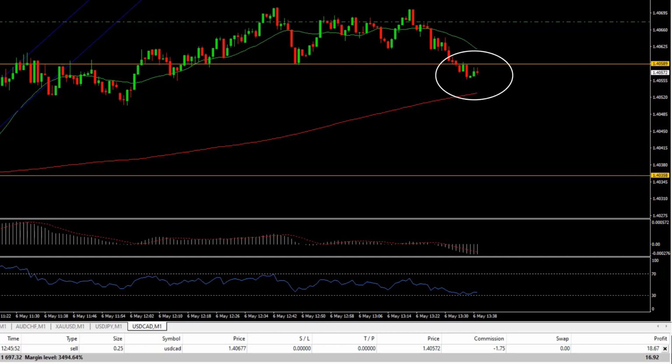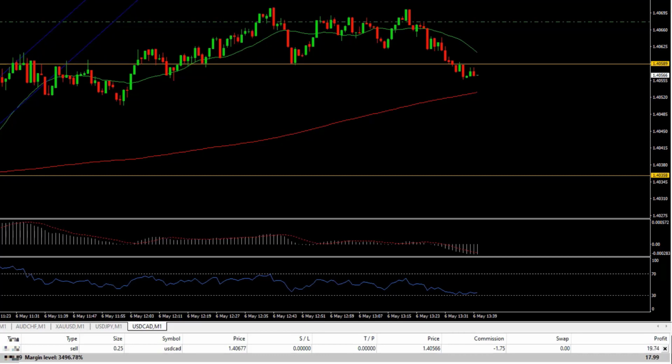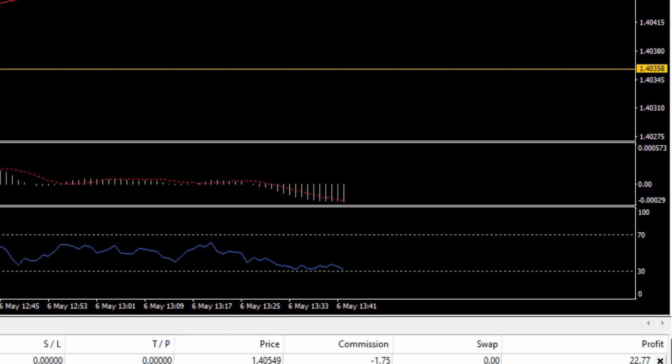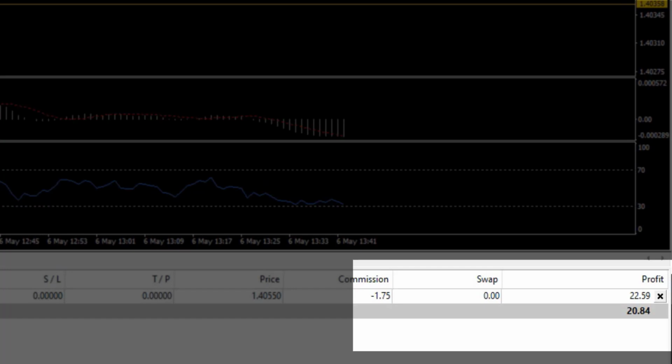As we notice, the support that turned resistance, because of price broke down, is now being respected. My target price is the 200 moving average, represented by the red line, or $20 profit, whichever comes first.